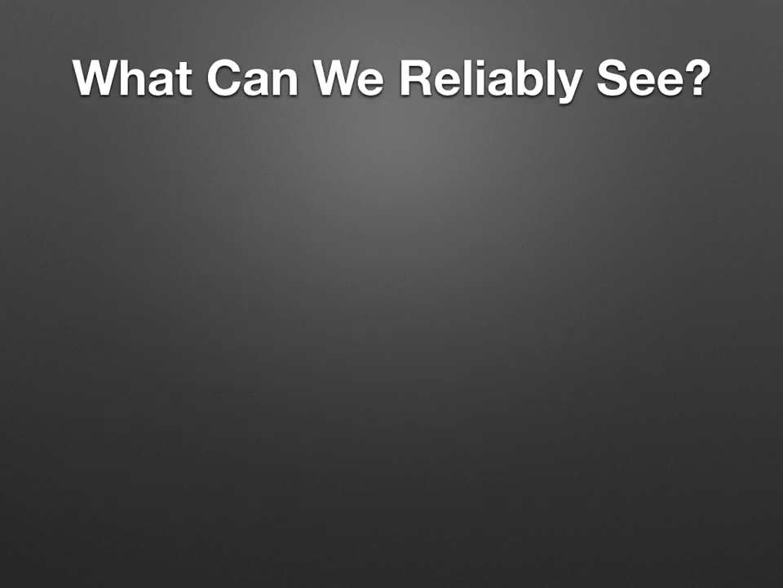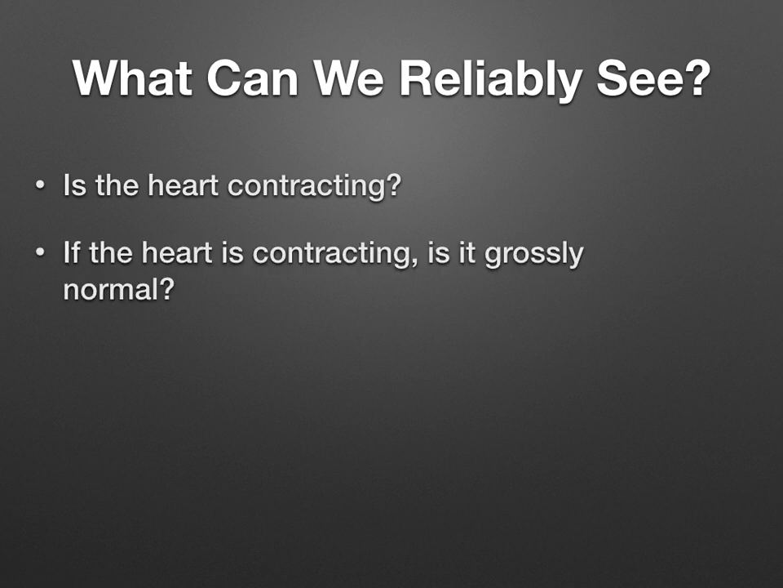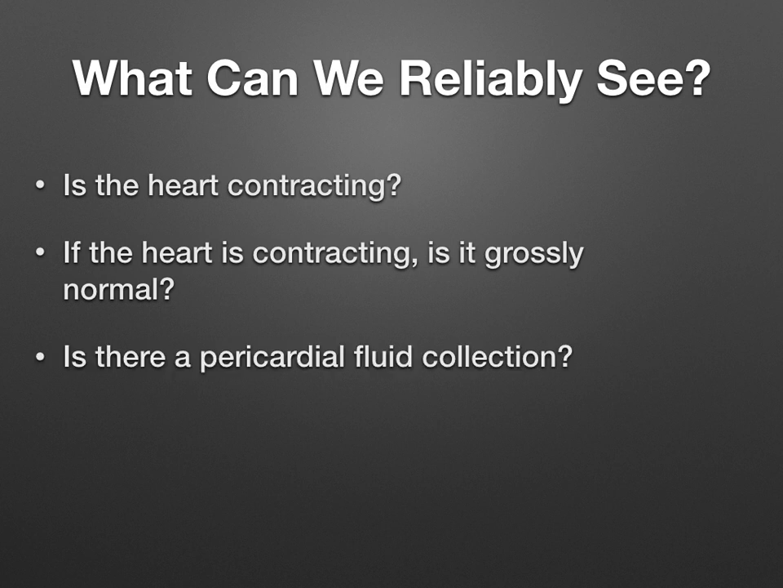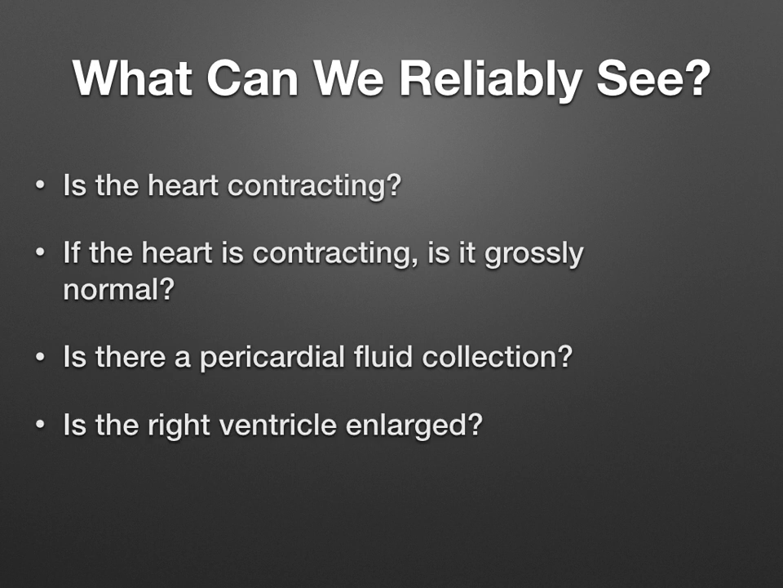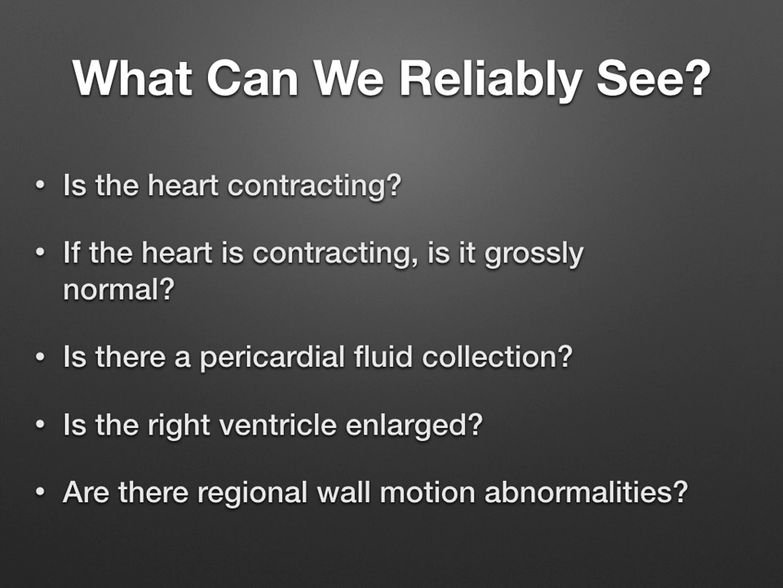So what can we reliably see on point-of-care echo? Well, the first question we always want to ask ourselves is: is the heart contracting? And if the heart is contracting, is it contracting normally? And then we want to know if there's an effusion. And the third question that we often ask ourselves is: is the right side of the heart, or the right ventricle, enlarged? We can also identify regional wall motion abnormalities.